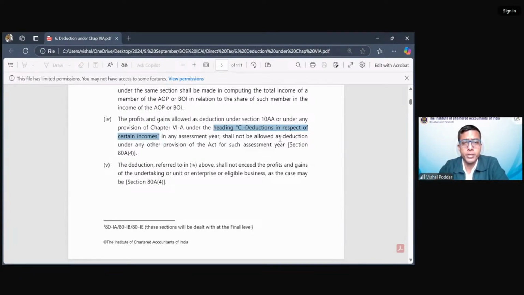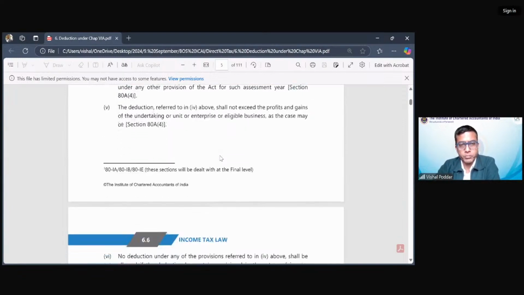In that particular case, what they are saying, if I'm already allowing you deduction under 10AA, why? Because you are SEZ. And that SEZ you have started in a backward district, which is again having a deduction under heading C. Whether for the same purpose, can I allow you two deductions, one under 10AA because you are SEZ, and again under chapter 6A heading C. Why? Because this SEZ is in backward area. Answer is no. So that is what is clarified in point 4. That for same reason, I will not allow deduction under two different heads or two different sections.